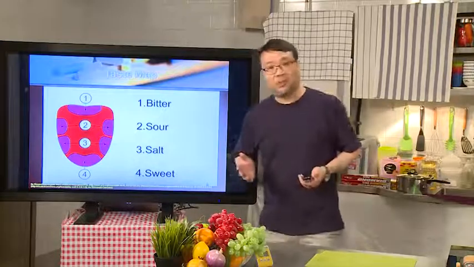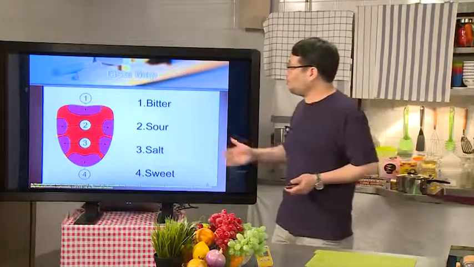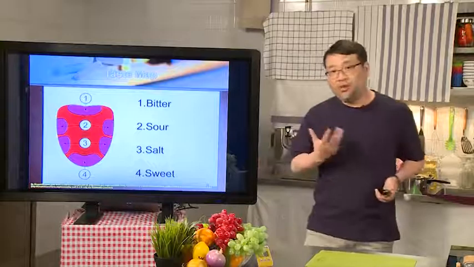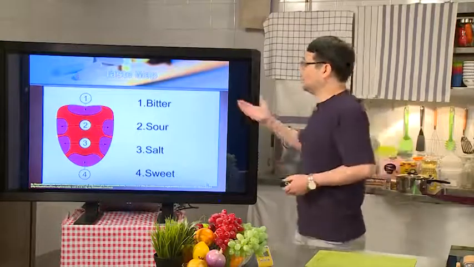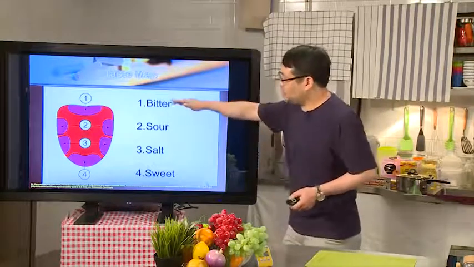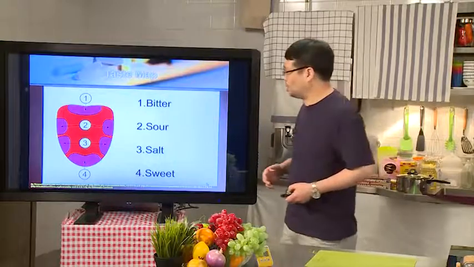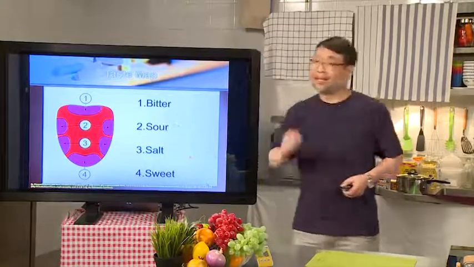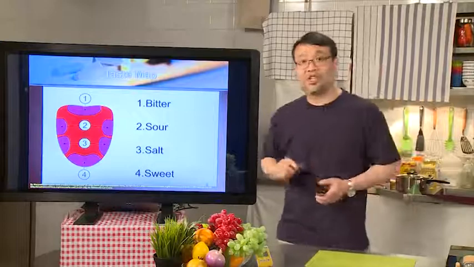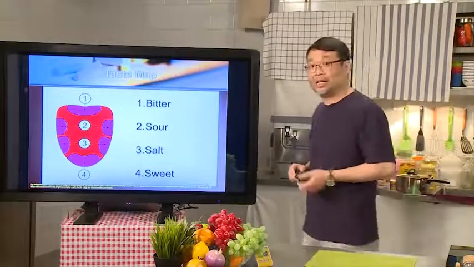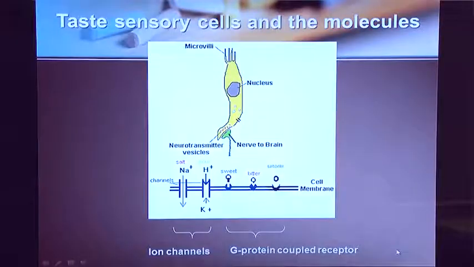A lot of times when you read the textbook, you may see that along the tongue, we have different regions that can taste different kinds of bitterness, sourness, saltiness, or sweetness, and they have a taste map like that. Later on in this particular section, we're going to go through another exercise to find out whether it's real. Now, let me talk a little bit more about the science of it.